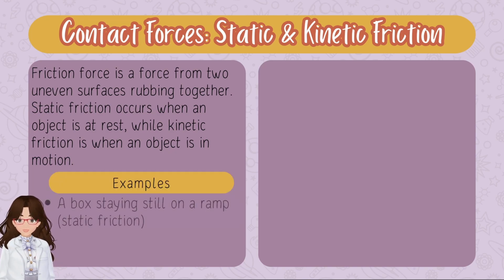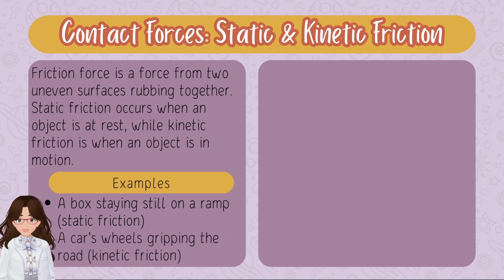Examples of this would be a box staying still on a ramp because it has static friction holding it in place, and a car's wheels gripping the road would allow the car to have enough friction to turn, but the kinetic friction actually allows it to make that motion and stay on the road.